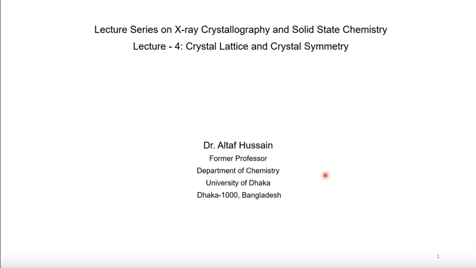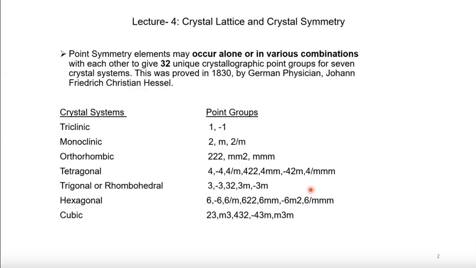Good morning. This is our fourth lecture on X-ray crystallography and solid-state chemistry. In the third one, we discussed symmetry elements. And then we talked about point group a little bit. But now we have to discuss point group as well as space group in detail. And that is the key point to understand the three-dimensional X-ray structure of a crystal.